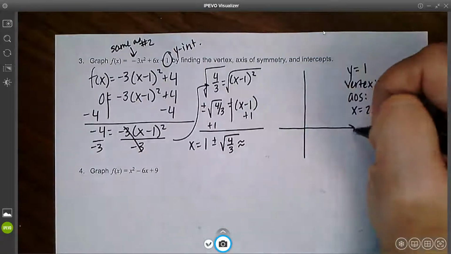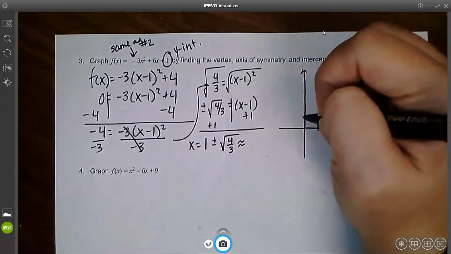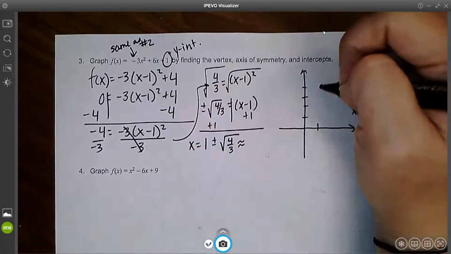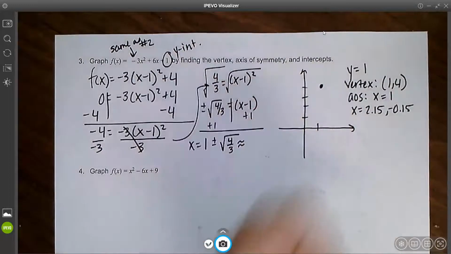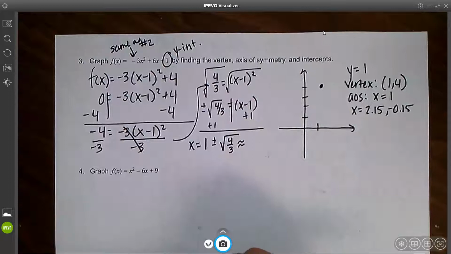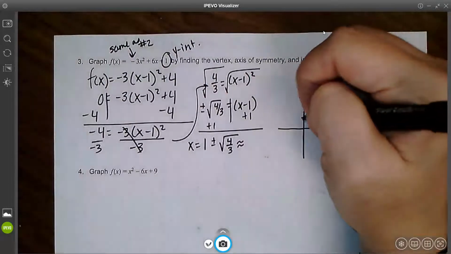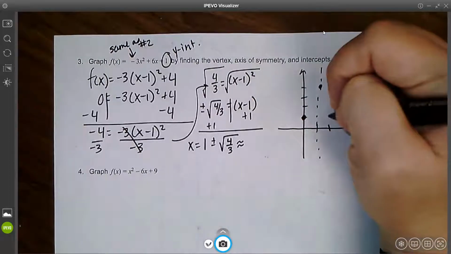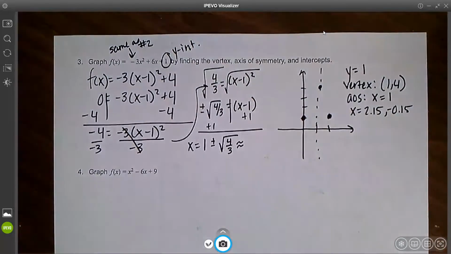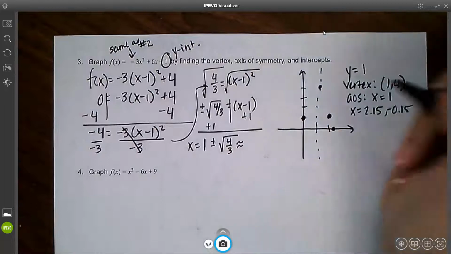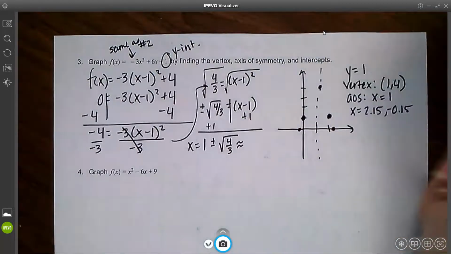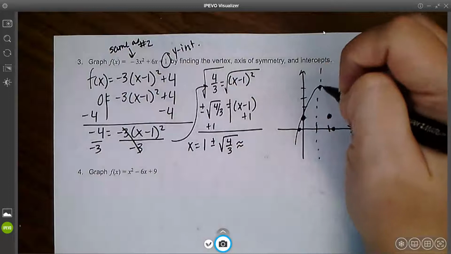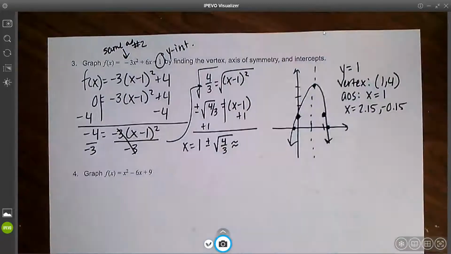And then I'm just going to graph this. Over 1, up 1, 2, 3, 4. We're going down because of that negative, so it's opening downward. We have the y-intercept of 1 because of my axis of symmetry. I know that this is also going to be 1 over here at 2. And then I have my x-intercepts at 2.15 and -0.15 right there. And then there we go, something like that.